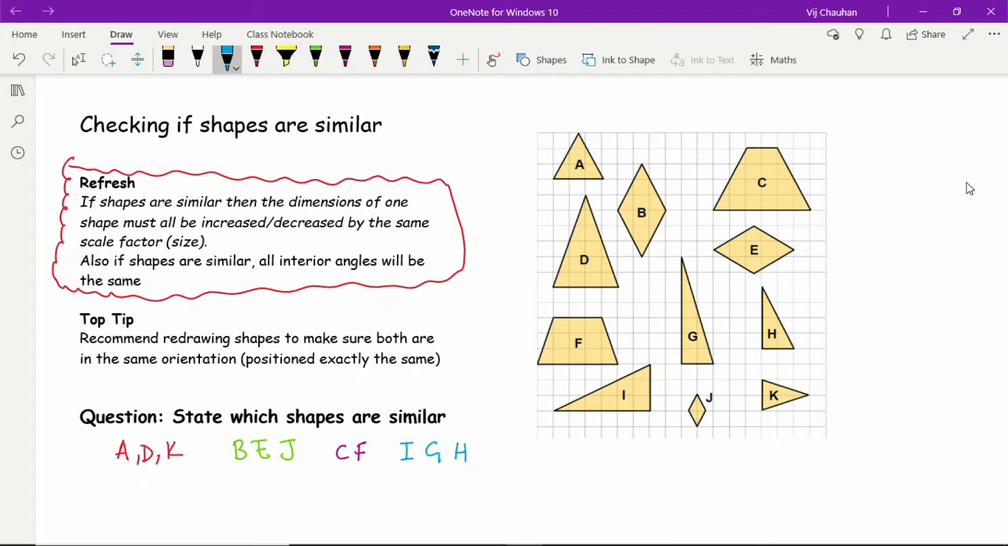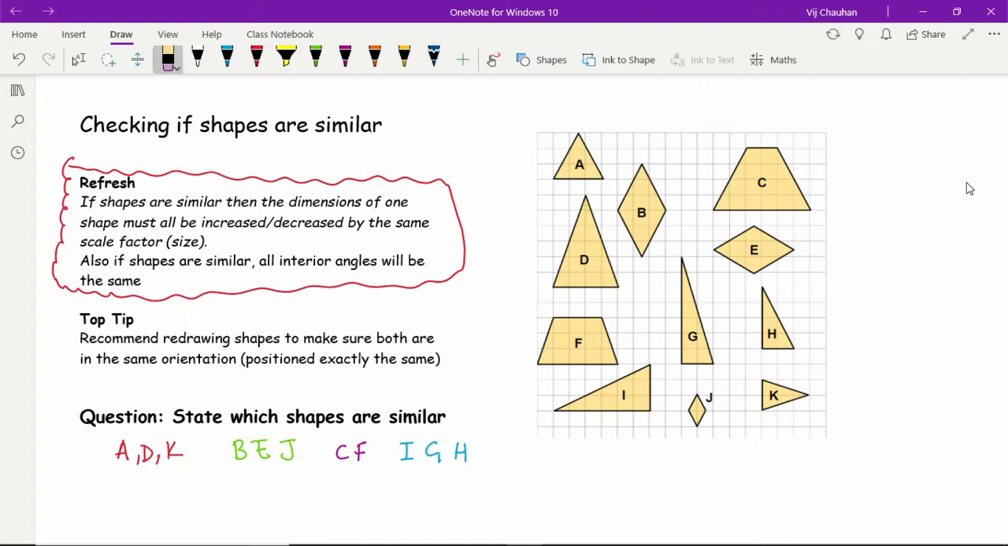Now, to check whether shapes are similar, obviously we haven't really got time to measure the interior angles, because obviously the interior angles should be exactly the same. So what I mean by that is, if A and D are similar, then this green angle will be the same as this angle here, and this angle on D will be the same as that angle there. So I could measure the angles, and if they're all the same, then they're definitely going to be similar. And I'm just getting rid of all that shading.